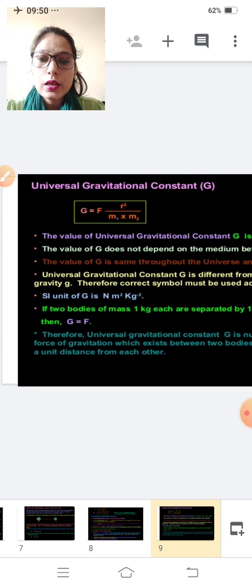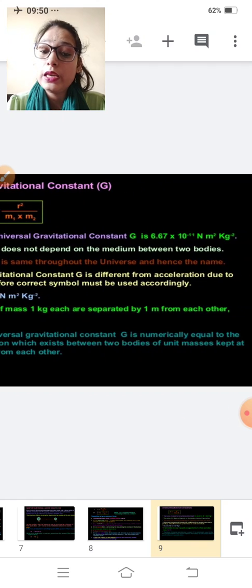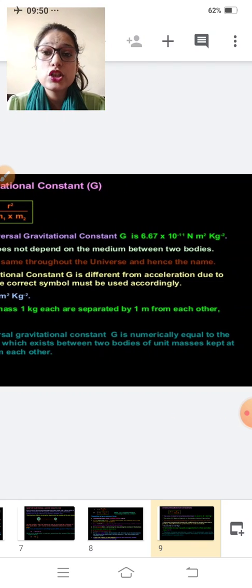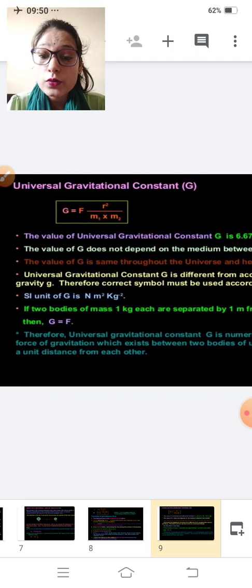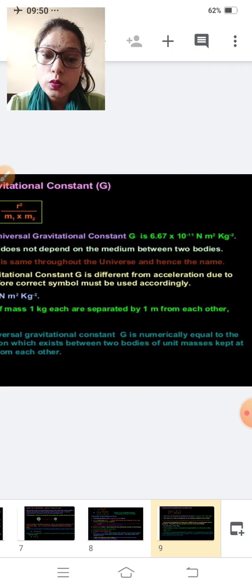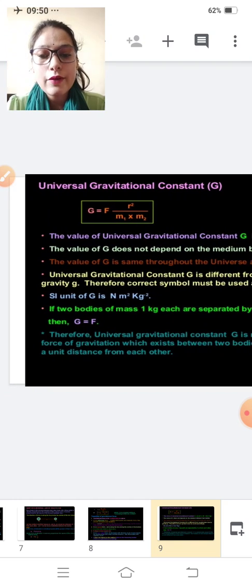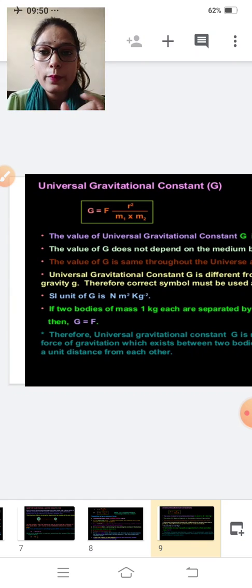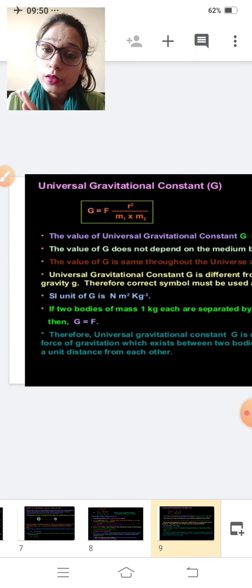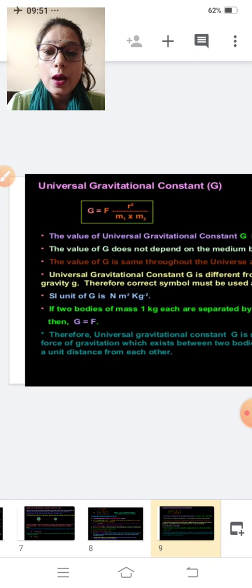Clear? The value of G does not depend on the medium between the two bodies, because gravitational force does not depend upon the medium. Now, the value of G is the same throughout the universe, hence the name universal gravitational constant. That means this value remains constant throughout, and the SI unit of G is Newton meter square upon kg square.